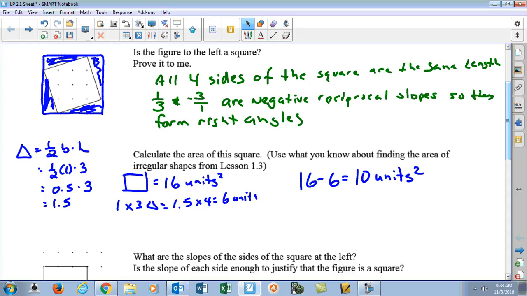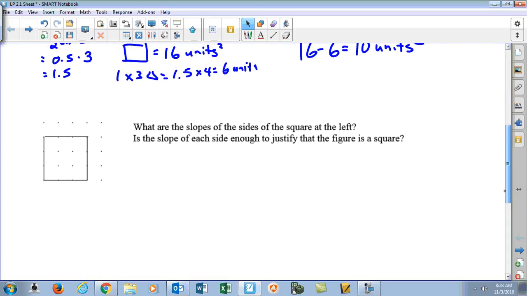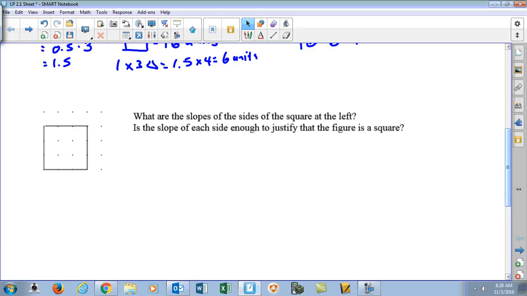All right. So we skipped the part where it says, oh, my copy is different. Okay, good. All right, so it says, what are the slopes of the sides of the square to the left? So I have a horizontal line and a vertical line, right? So we know that when a horizontal line meets a vertical line, it forms a what? Right angle, right? So we know that for sure. So what are all the slopes of the horizontal lines? Horizontal line has what kind of slope?